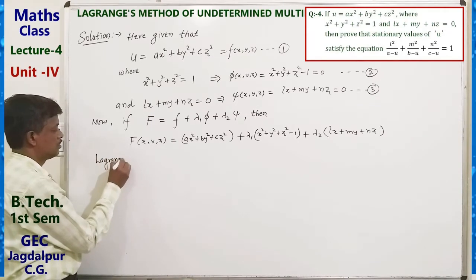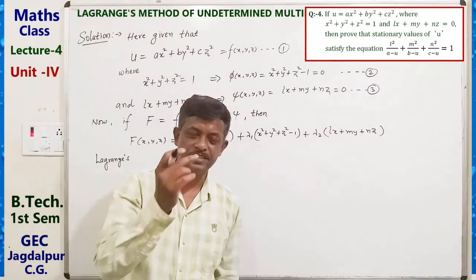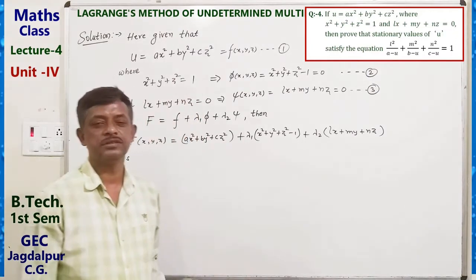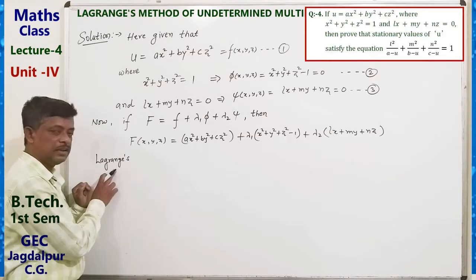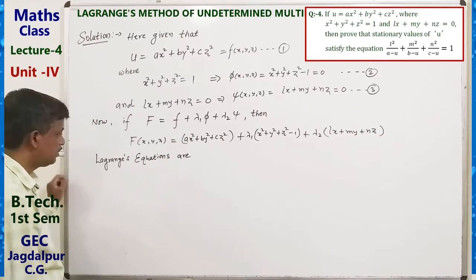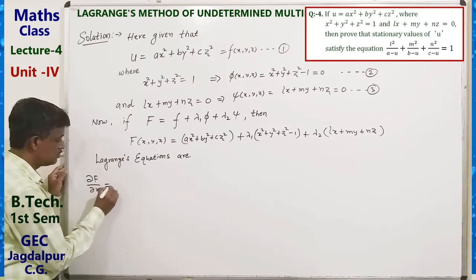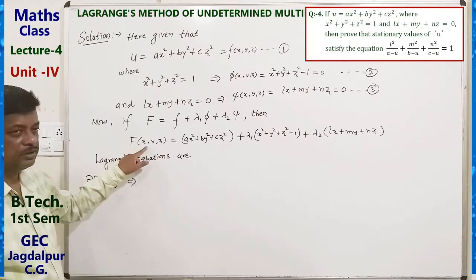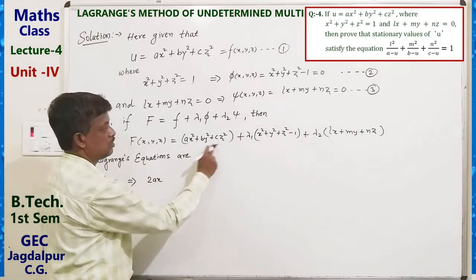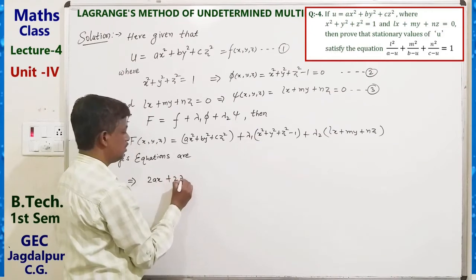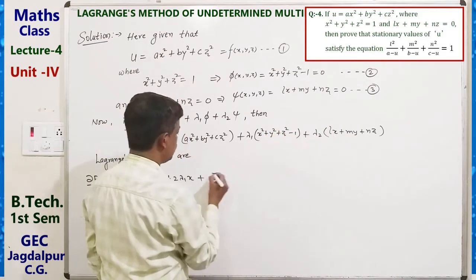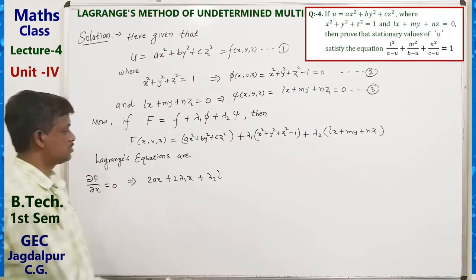We have to find a stationary value of u. For finding the value of the multiplier, we can use Lagrange's equation: del F by del x equals 0. Del F by del x means F differentiated with respect to x. So we get 2ax, and the other terms are 0, plus 2 lambda 1 x, plus lambda 2 l, equals 0.